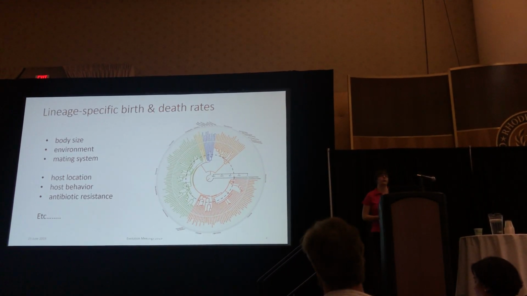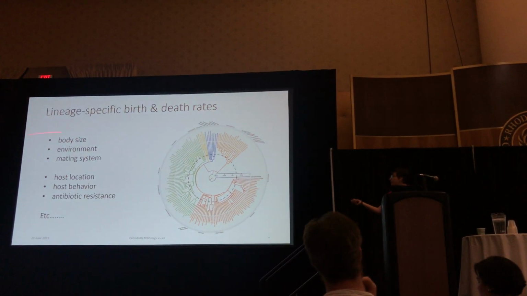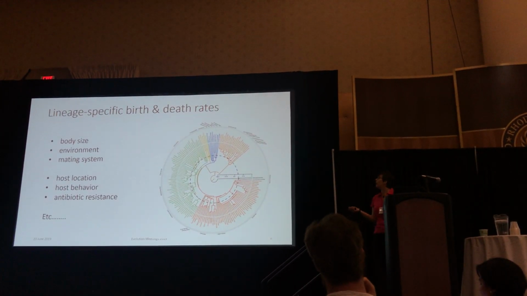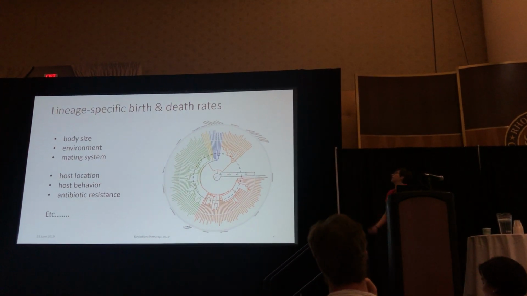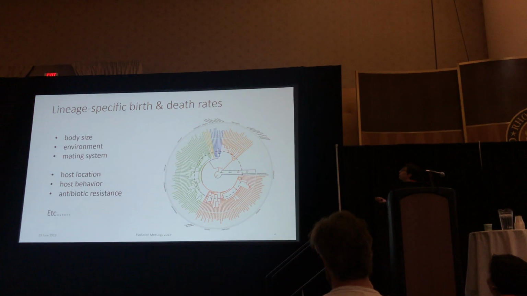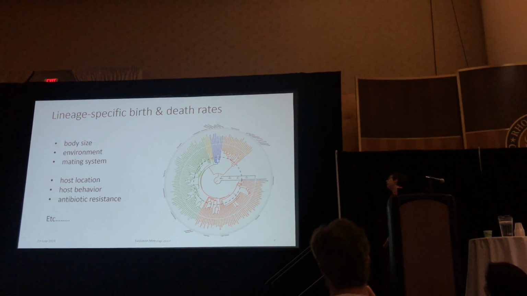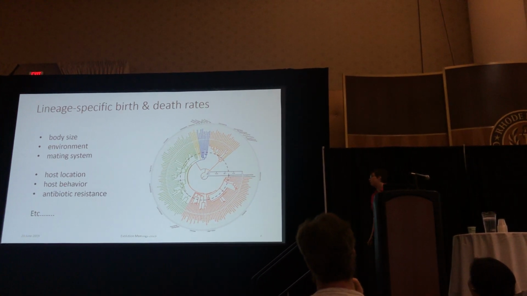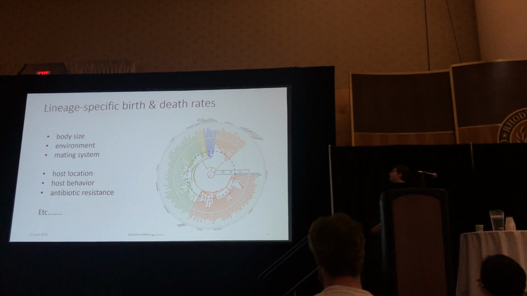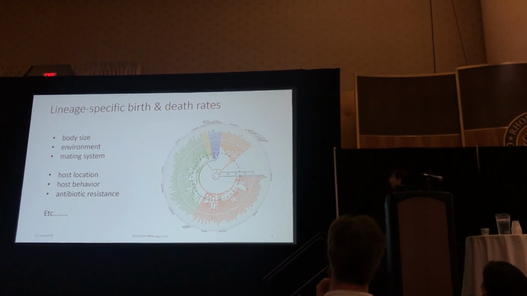be correlated with birth and death rate. So I show here a few examples. On the microevolution side of things, stuff like body size, environment, and mating system have been proposed. And then more on the epidemiological side of things, stuff like host location, host behavior, antibiotic resistance. So these are just examples, right? There are a lot of these traits.